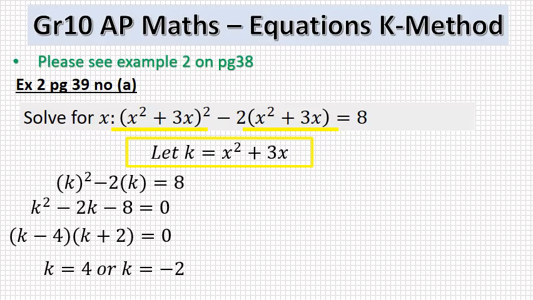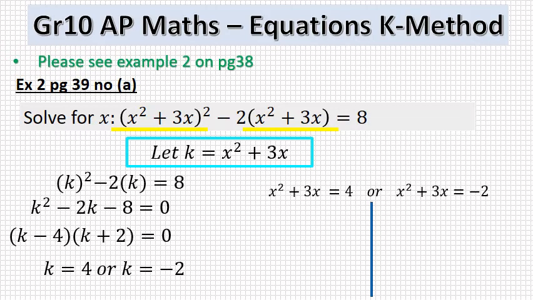Woohoo! It may feel like we're at the end of the question because we have indeed solved an equation, but you've got to remember that we have let k equal x squared plus 3x. So instead of k being equal to 4, we actually have x squared plus 3x equals 4. Or instead of k being equal to negative 2, we actually have x squared plus 3x equals negative 2. And now we have 2 quadratic equations that we can solve. We'll end up with 2 answers for each, hence we'll have 4 answers in total.